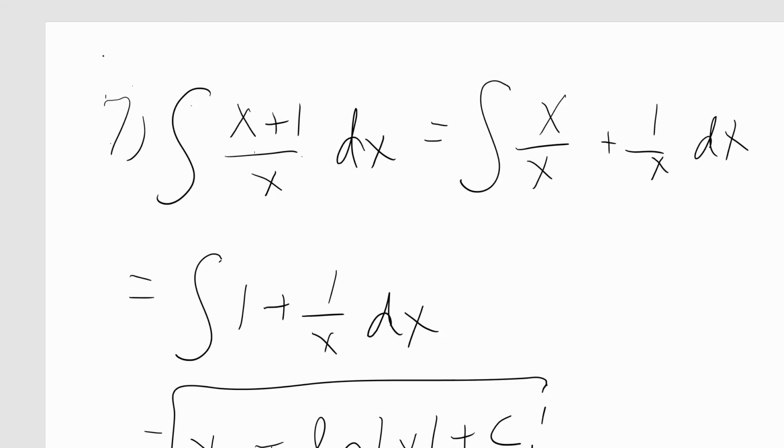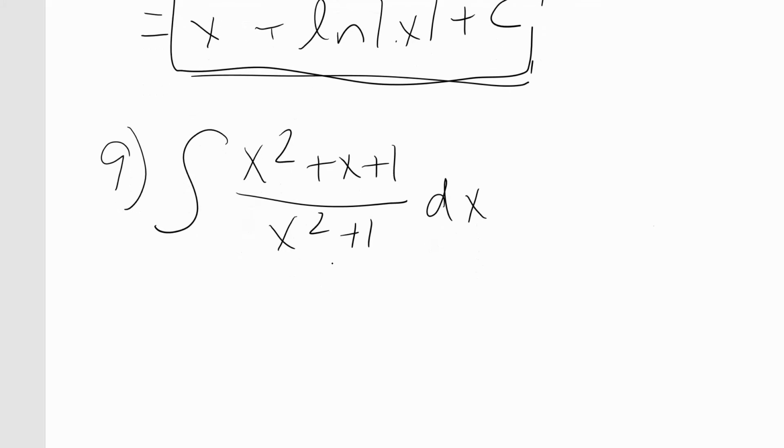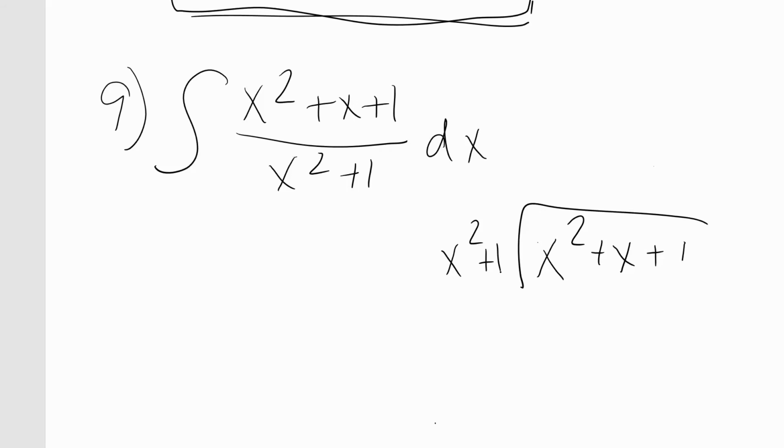Up here, my degrees were the same, x to the first over x to the first. Also here, I have x squared over x squared. There are different ways to do this, but I want to show you a way that will always work that you're not going to like. We can simplify this using long division and do the top, our numerator, x squared plus x plus 1 divided by x squared plus 1.